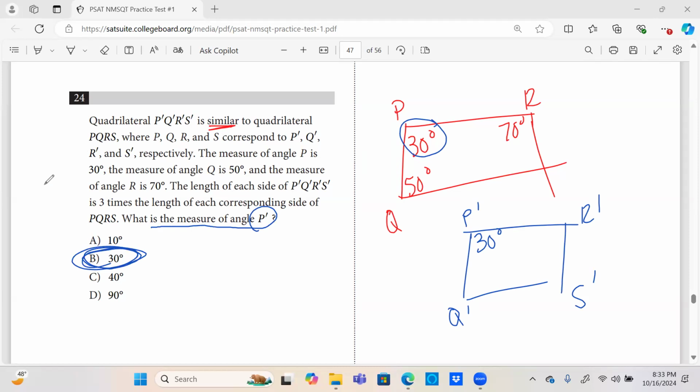It doesn't matter about the side lengths. The length of each side is, blah, blah, blah, 3 times. That does not change the angles. So that means if this is 1, this is 3. If this is 10, this is 30. That changes the sides, but it does not change the angles. So what you needed to know there is similar figures, angles are equal. The sides are different, but the angles are not.